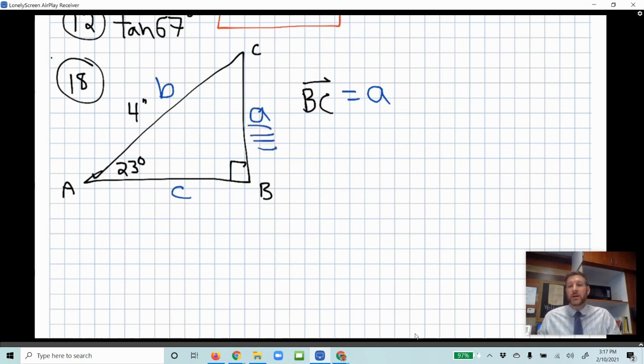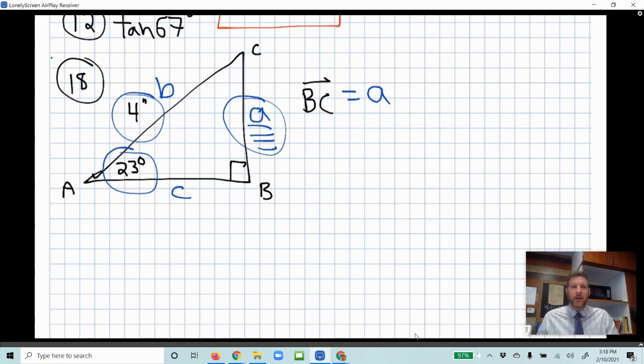Well, the trick is you pick a trig ratio that combines the angle they give you with the side they give you and the side you want. So let's take a look. They've given us angle A. We know the hypotenuse is 4, and we want to find A.